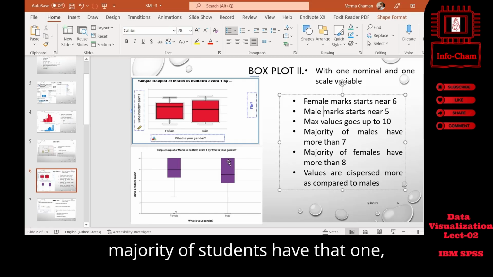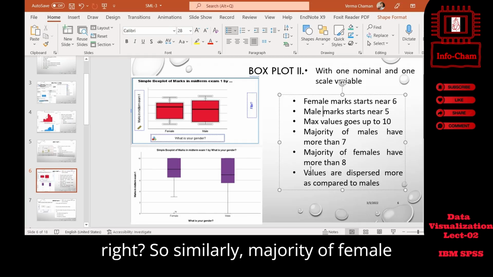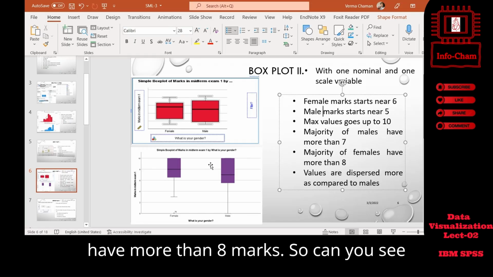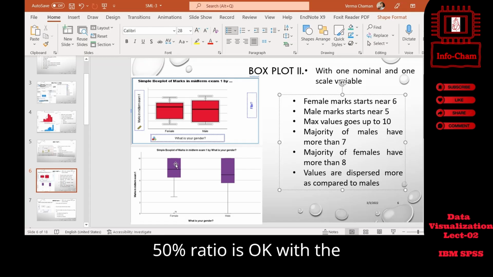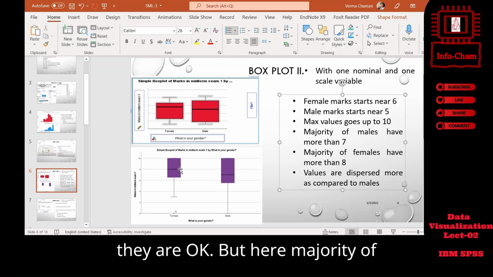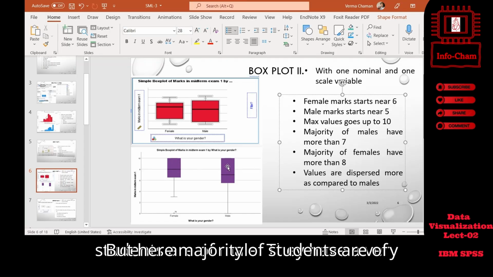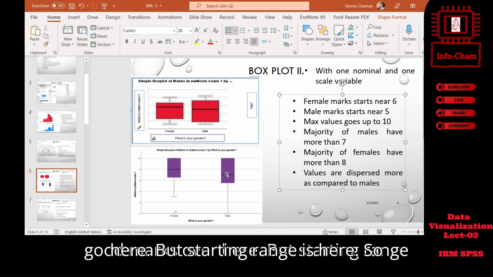So the majority of students have that one, right? Similarly, the majority of females have more than 8 marks. Can you see, the 50% ratio is okay with the females. So almost 50-50, they are okay. But here, the majority of students are male, they have very good marks over here. But the starting range is here.